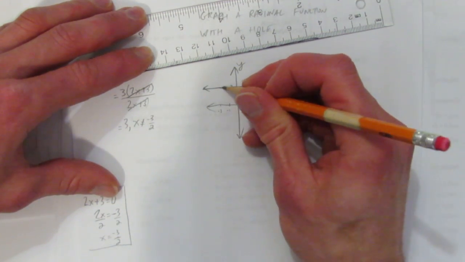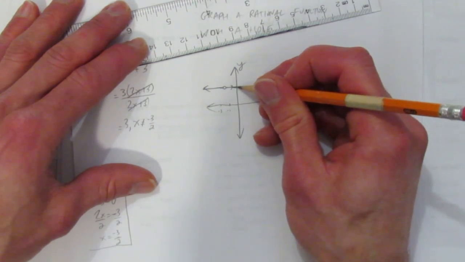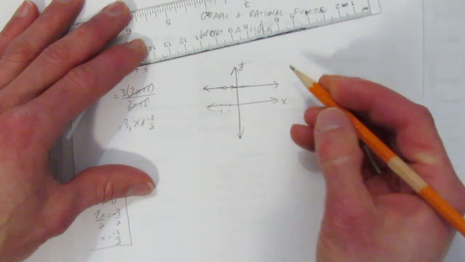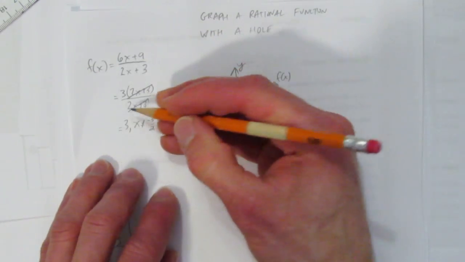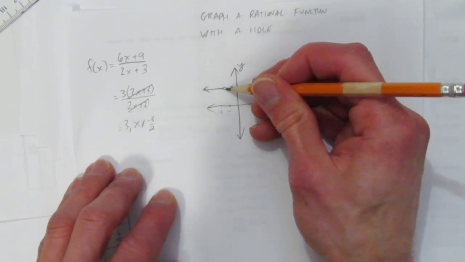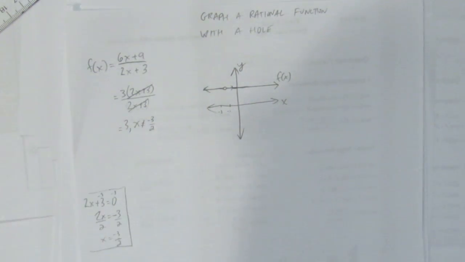but there's a hole. I'm not super happy with how my line turned out. A little trouble drawing it there, but it looks good now, I think, and I'm going to call this f of x. f of x is a flat line at 3 with a hole at negative 1.5, and that hole is symbolized by an open dot. That's it. That's how you graph a rational function with a hole.